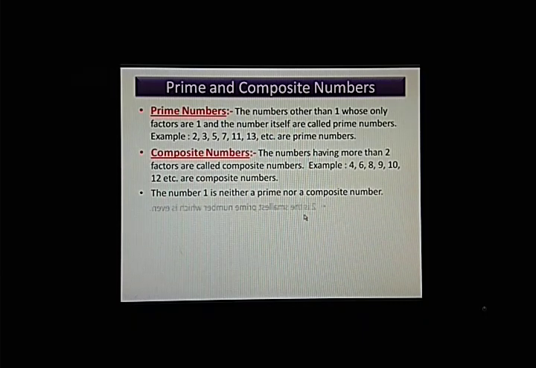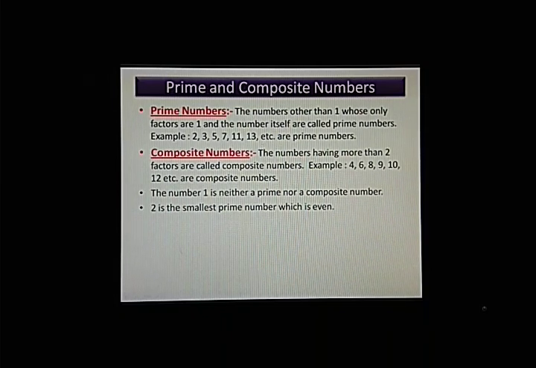Now next, 2 is the smallest prime number, and it is even. Except 2, all the prime numbers are odd. Only 2 is the single even number in the list of prime numbers, and it is also the smallest prime number. So that's what I said just now. Every prime number except 2 is odd.